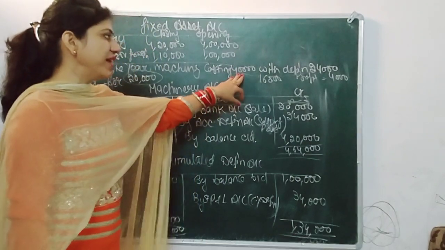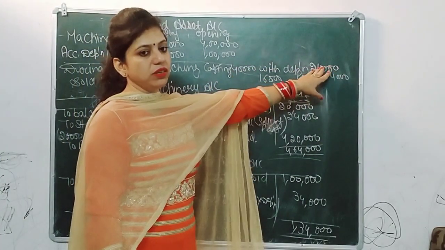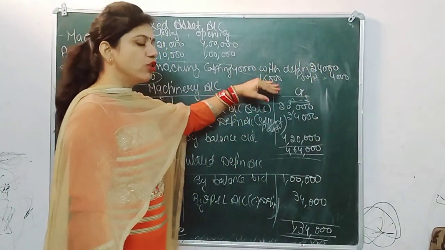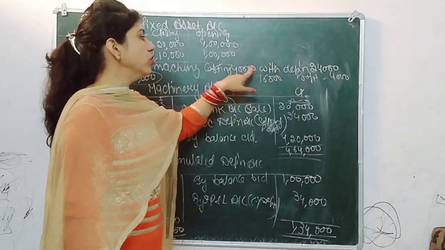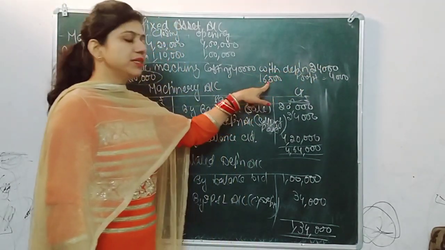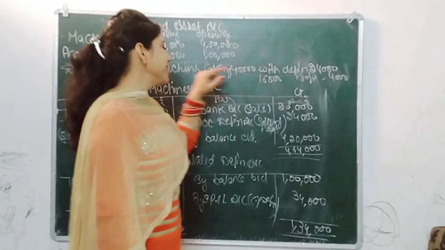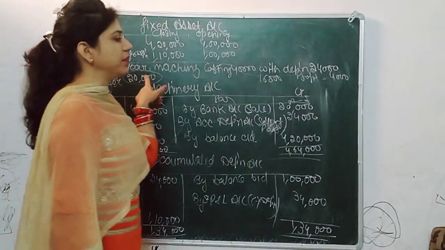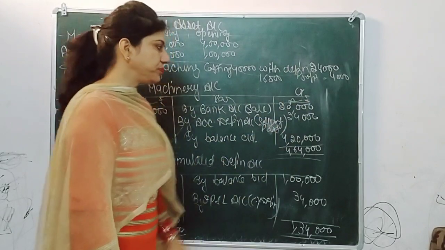Just value it as cost minus depreciation. That is exactly the book value of that asset. So 40 minus 24 is 16,000. But we sold this asset for 20,000, which means the profit is 4,000.